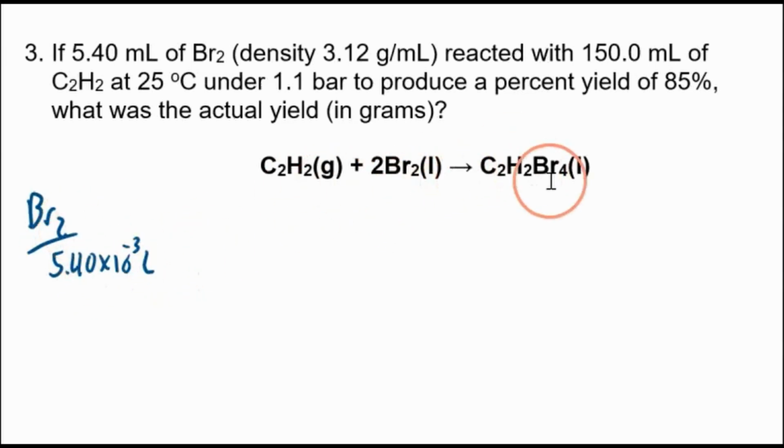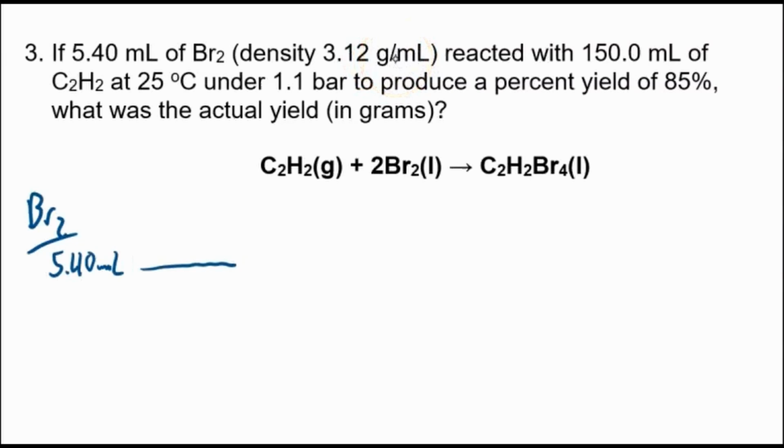So we want to get to grams of this product here. We're going to start off with 5.40 times 10 to the negative 3 liters. That's just converting this to liters here. Now we want to get to moles first because we need to use the mole bridge to find out how many moles of this product there are. So we can't go from liters to moles right away. We have to cancel out with this density. Oh, this density is in mL. So actually, let's make this milliliters here so that we can cancel out the milliliters.